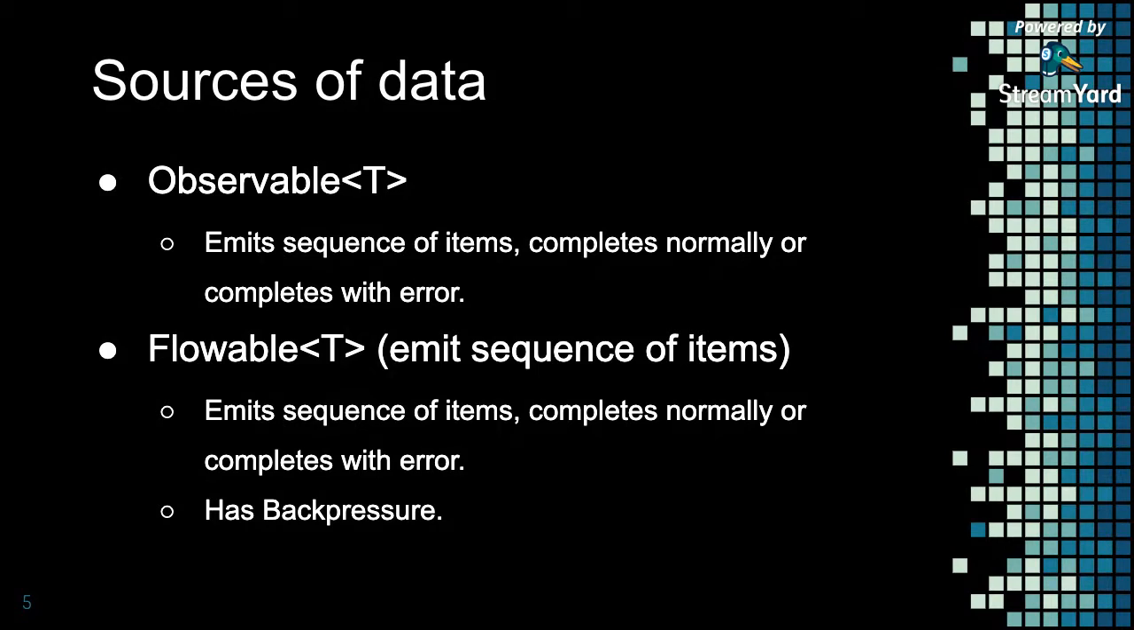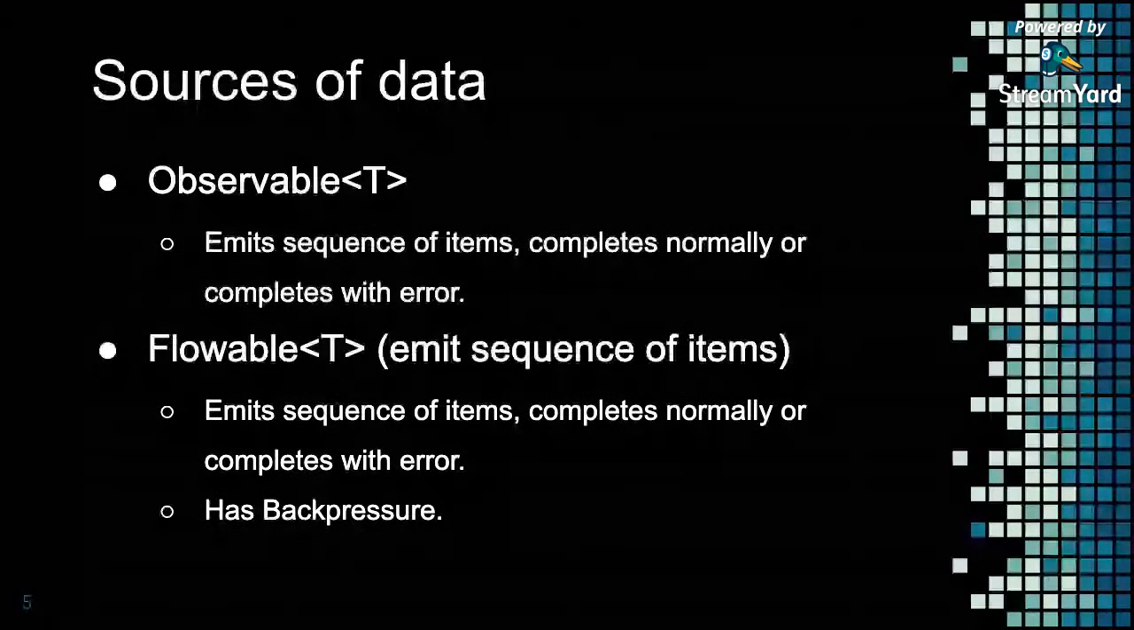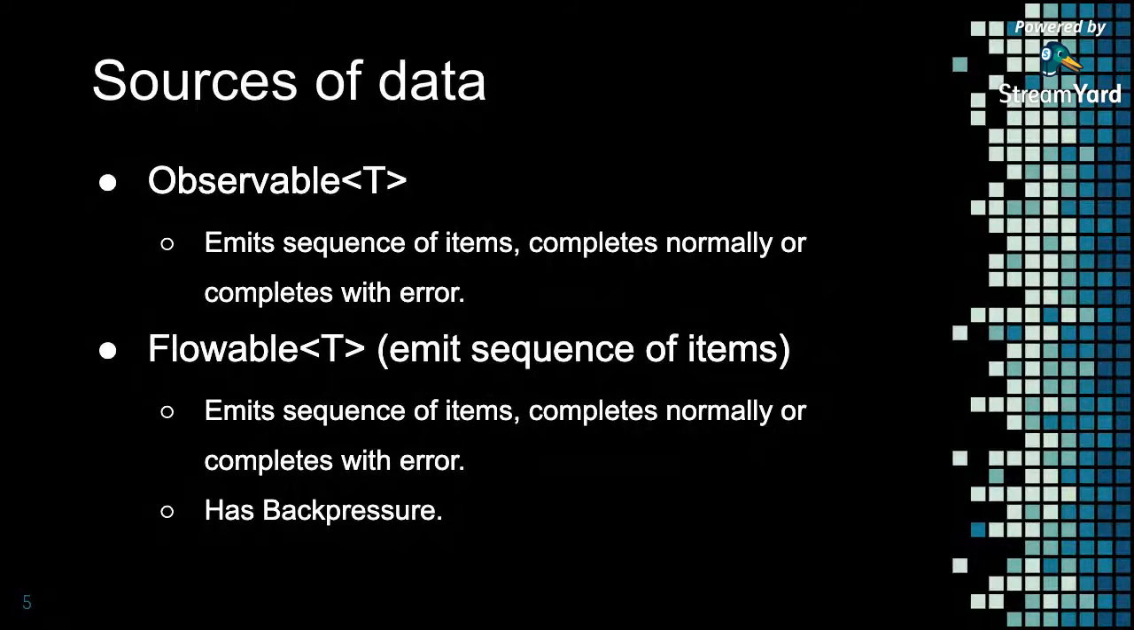Then there is Flowable. Flowable looks like an Observable too, except that it has back pressure. What that means is that you can control how your program will run. Back pressure allows you to specify how your program will handle data when it's too fast, for example, when you are publishing data faster than you can consume it.